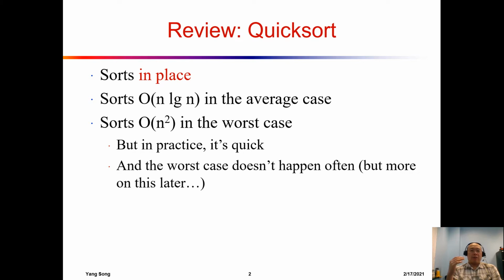But with some smart implementation, we can usually avoid the worst case, so it won't happen very often. Later in this class we are going to talk about how we can avoid having the worst case happen again and again and again.